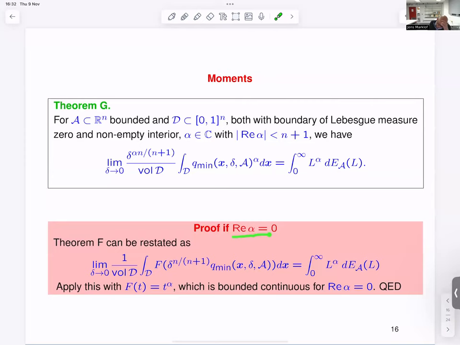Well, if the real part of alpha is zero, then you don't need to do anything in addition, because you already have convergence in distribution. The reason for this is, if you understand the probability of Q min being larger than L, you can use the usual approximation argument of bounded continuous functions by characteristic functions to prove a statement like that. That's the usual weak convergence statement. So for any bounded continuous function F, we have this convergence. And now you simply realize that if the real part of alpha is zero, this will be a bounded continuous function and you're done.